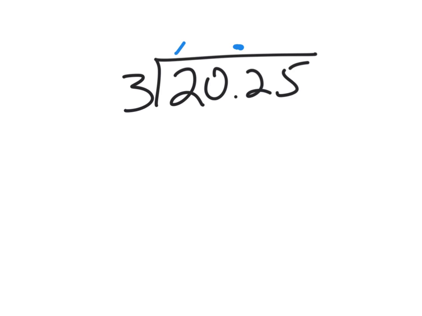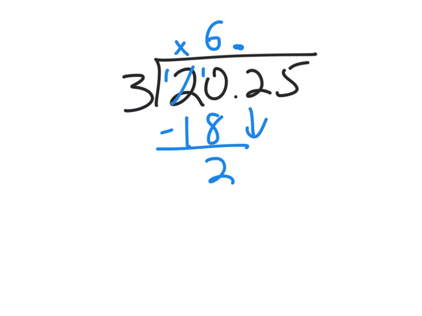3 goes into 2, doesn't go into 2. 3 goes into 20 how many times? That would be 6 times. 6 times 3 is 18. Subtract. Got to borrow here. 10 minus 8 is 2. Bring down the 2. Don't have to do anything with the decimal now because I already put it in the answer.